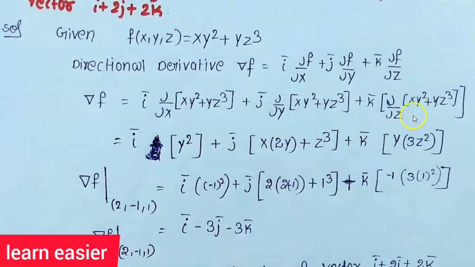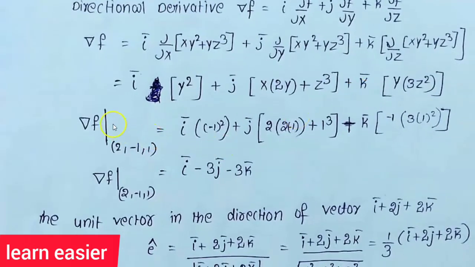And next, the derivative of this function with respect to z, taking x and y as constants. The first term doesn't contain any z term, so its derivative is 0. And next we have the z term, so the derivative of z cube is 3z square, so we have y into 3z square. So after differentiating we get del f equal to i bar into y square plus j bar into (x into 2y plus z cube) plus k bar into y into 3z square.